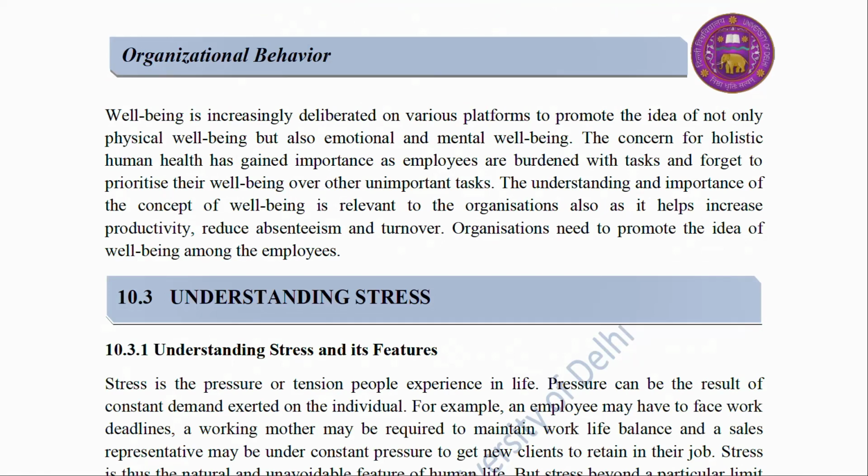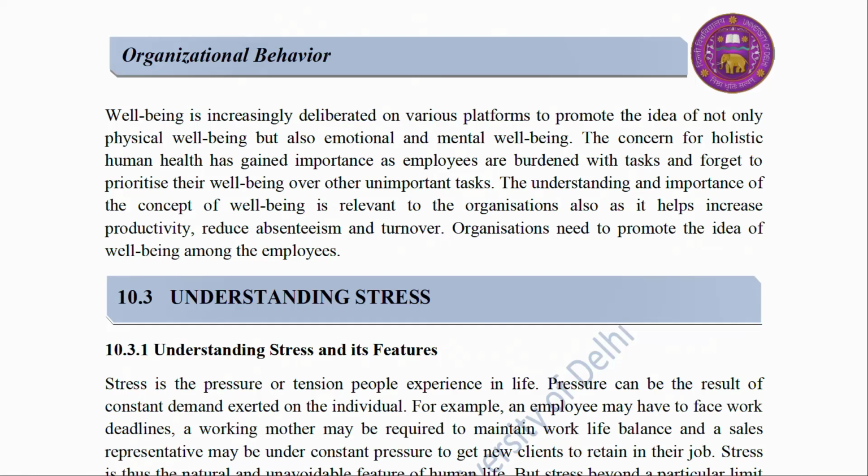Well-being is increasingly deliberated on various platforms to promote the idea of not only physical well-being but also emotional and mental well-being. The concern for holistic human health has gained importance as employees are burdened with tasks and forget to prioritize their well-being over other unimportant tasks. The understanding and importance of the concept of well-being is relevant to the organizations also, as it helps increase productivity, reduce absenteeism and turnover. Organizations need to promote the idea of well-being among the employees.